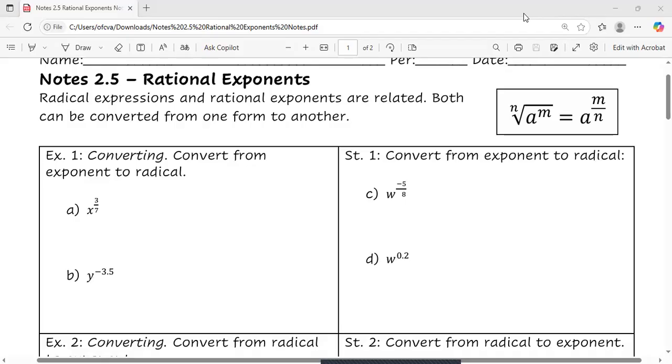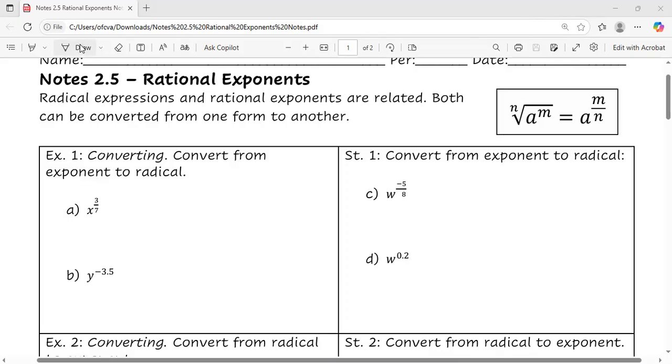Hey guys, we're doing notes 2.5 today, and this is going to be rational exponents. So you kind of know some of this already. I always tell you that at the beginning, but it's true. A lot of these rules come from Algebra 1. So you kind of know a little bit of every lesson for Algebra 2 before we do it.